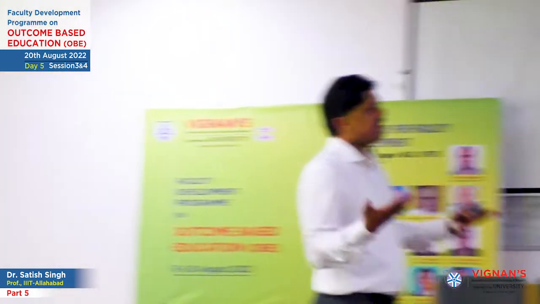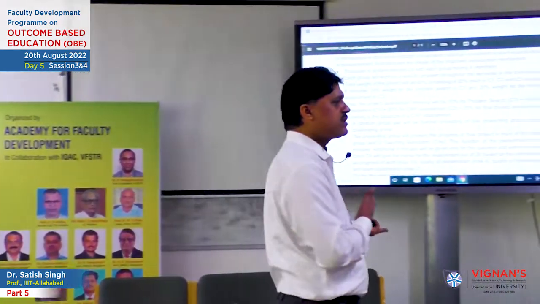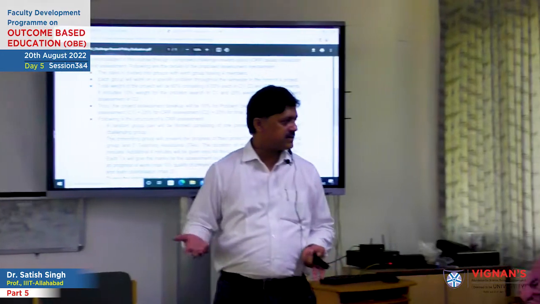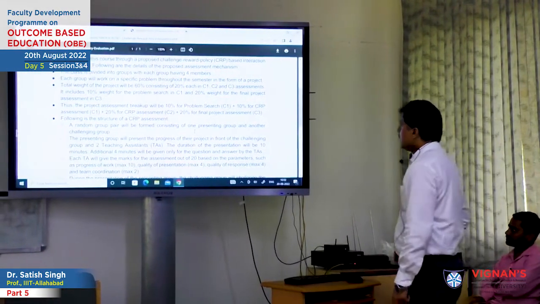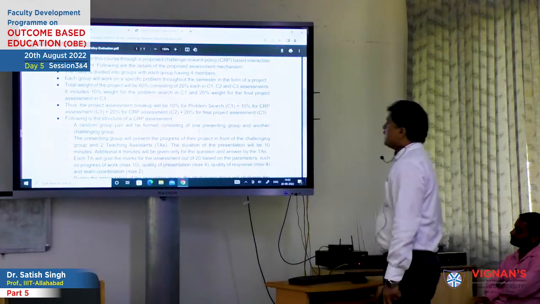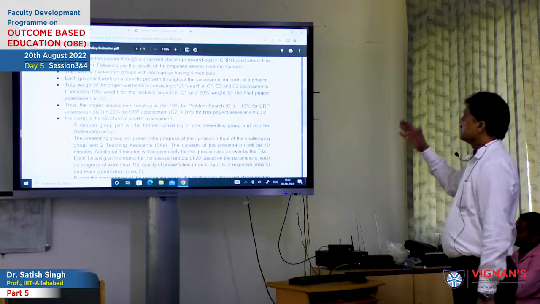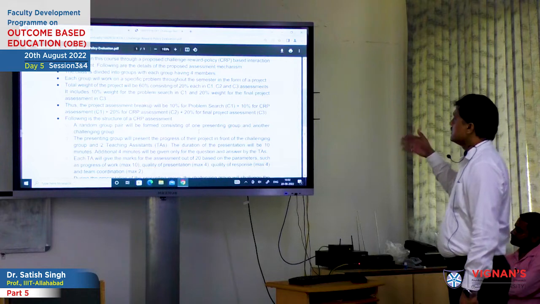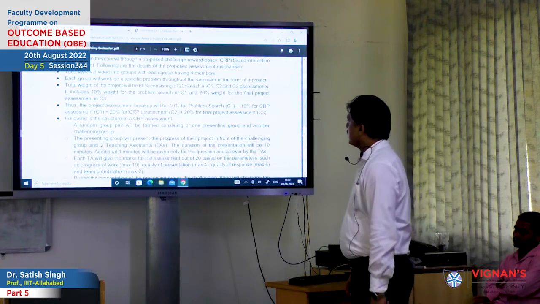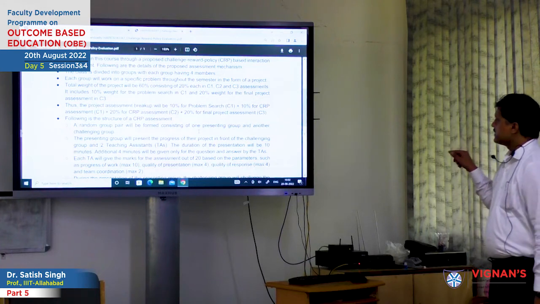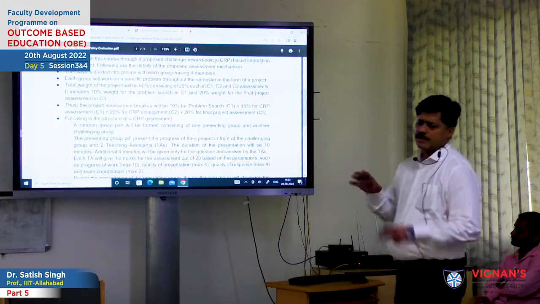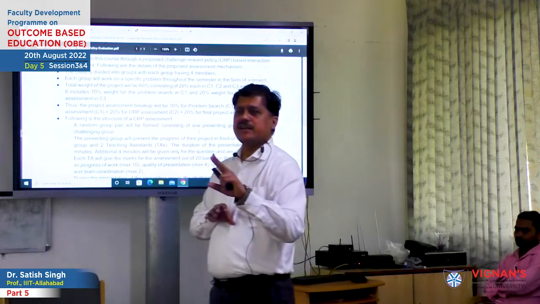Altogether different. Earlier was some basic or core course. Here the course is quite advanced, so the assessment method is altogether different. The total weight of the project will be 60%, consisting of 20% each in C1, C2, C3. It includes 10% weight for the problem search in C1 and 20% weight for the final project assessment. I mean, this is project-based learning.